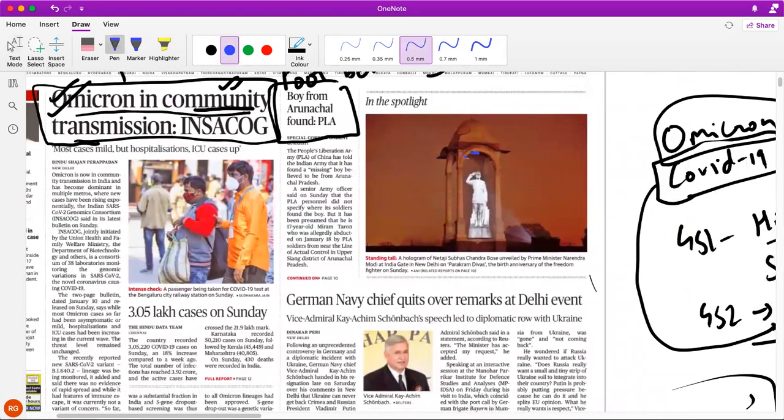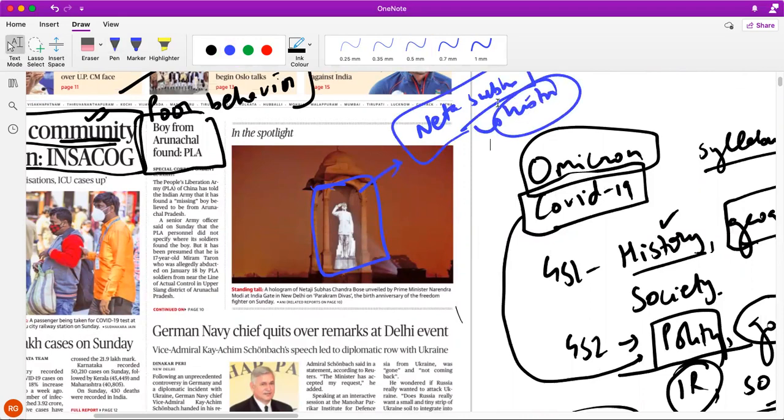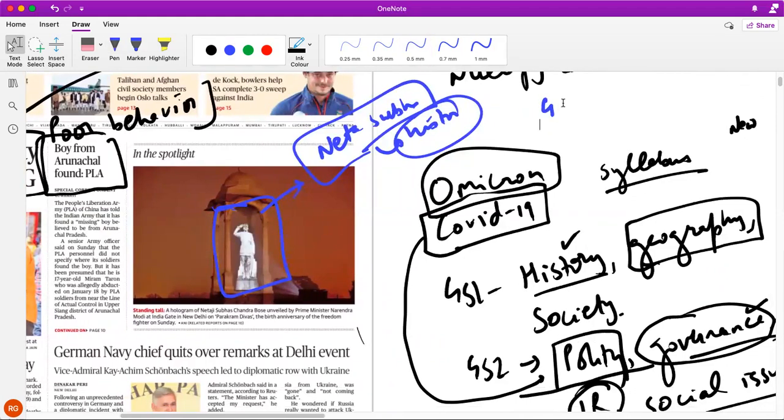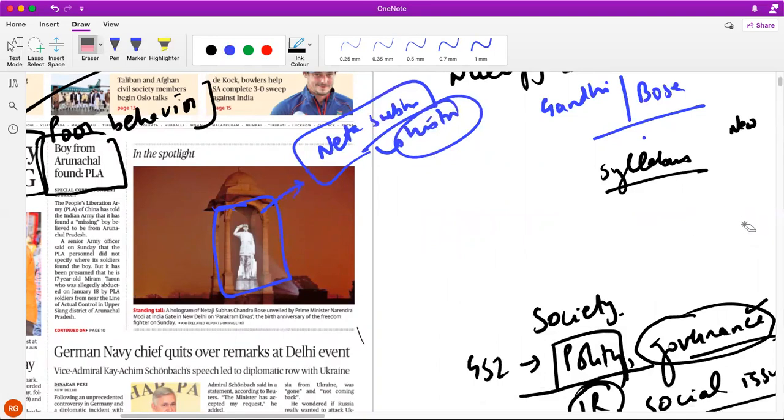Then this is the news: Netaji Subhash Chandra Bose's statue has been unveiled. So now what do we have to study about Netaji Subhash Chandra Bose? Link it with history. In history, modern history, we study about him a lot. So if he's in the news, that means you need to be aware of him. In the past also, UPSC had asked a question about the difference in views between Gandhiji and Bose. Then similarly, there are many famous quotes like "Give me blood, I will give you freedom" and all.